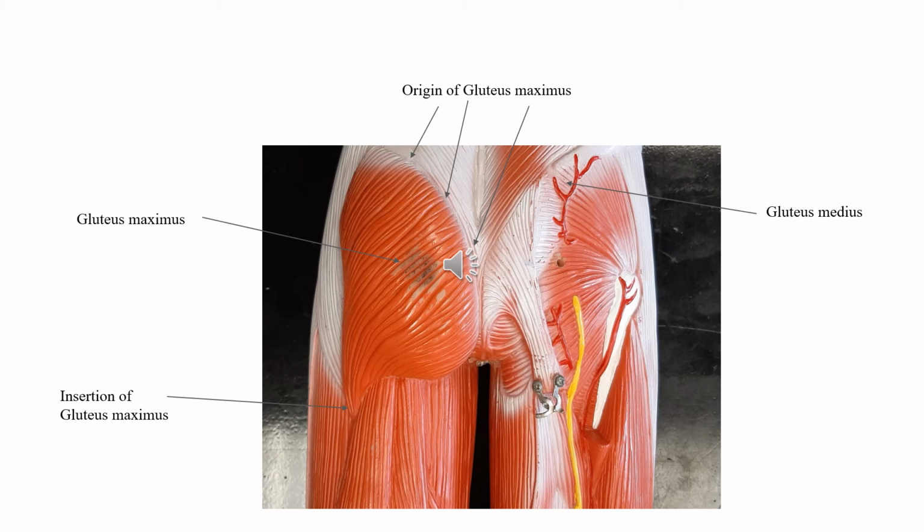This is the gluteus medius. Its main actions are to abduct and medially rotate the thigh at the hips and to steady the pelvis on one leg when the other leg is raised.